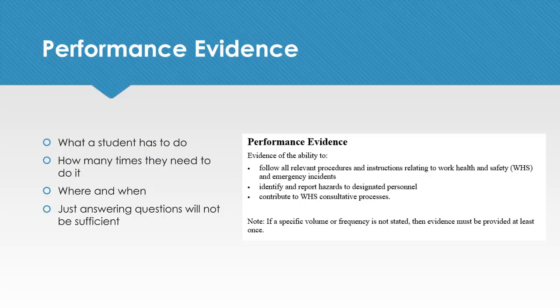The performance evidence section states what a student has to do, how many times they have to do it, and the where and when. Students actually have to demonstrate their skills, therefore writing and just answering questions would not be a sufficient way to assess performance evidence. In this example, it states that the student must follow procedures and instructions, respond to emergency incidents, identify and report on hazards, and contribute to WHS processes, and that each of these must be provided at least once.